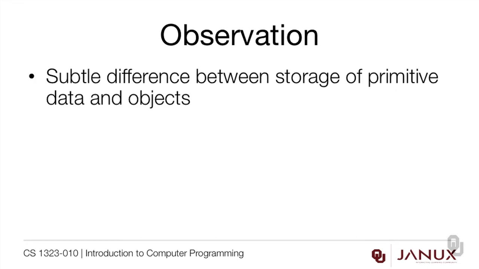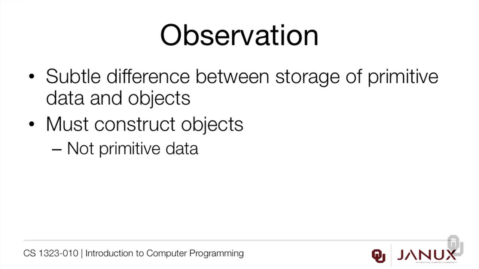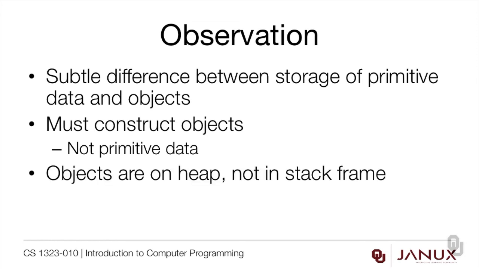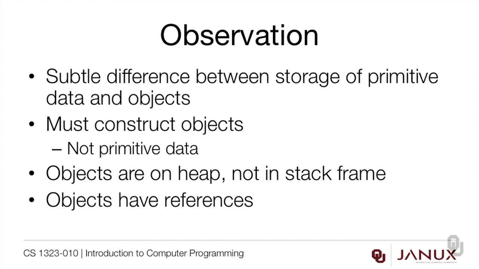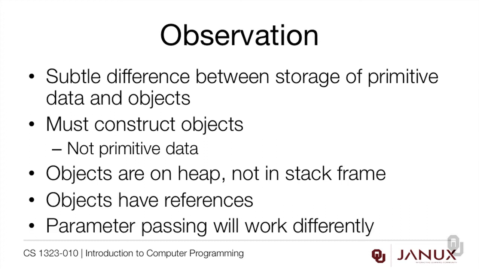So let's make some observations. There are subtle differences between the storage of primitive data types and objects. For example, we have to construct objects, whereas we don't construct primitive data types. The constructor, remember, is what we call when we call new. Objects are on the heap, not in the stack frame like the primitive data usually are. And objects have references. Now, what this all means when you put it together is that parameter passing is going to work differently. So this is going to have some very important consequences shortly.